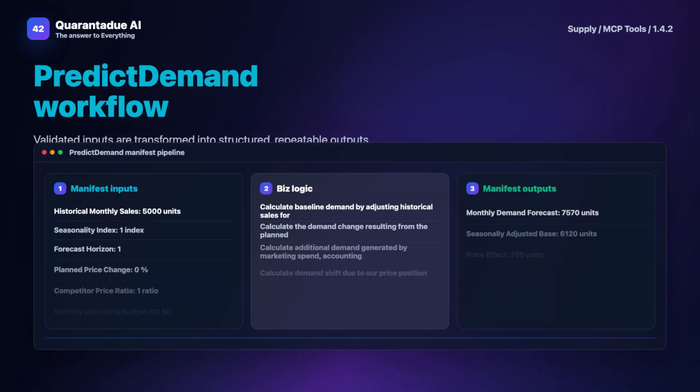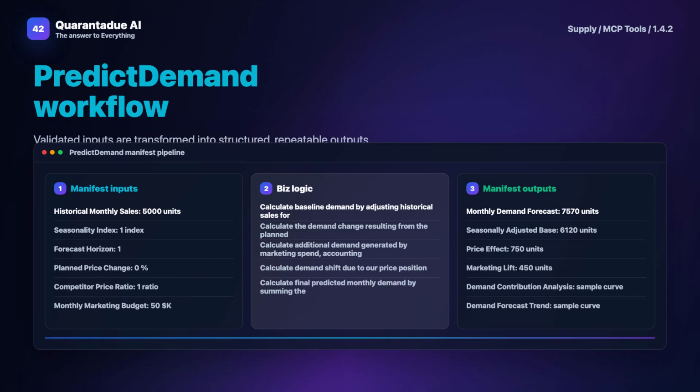The workflow then applies: calculate baseline demand by adjusting historical sales for seasonal patterns and current economic conditions; calculate the demand change resulting from the planned price adjustment, applying an elasticity coefficient to historical sales; calculate additional demand generated by marketing spend, accounting for diminishing returns at higher budget levels; calculate demand shift due to our price position relative to competitors using a market share sensitivity function; and calculate final predicted monthly demand by summing the seasonally adjusted baseline with price, marketing, and competitive effects.